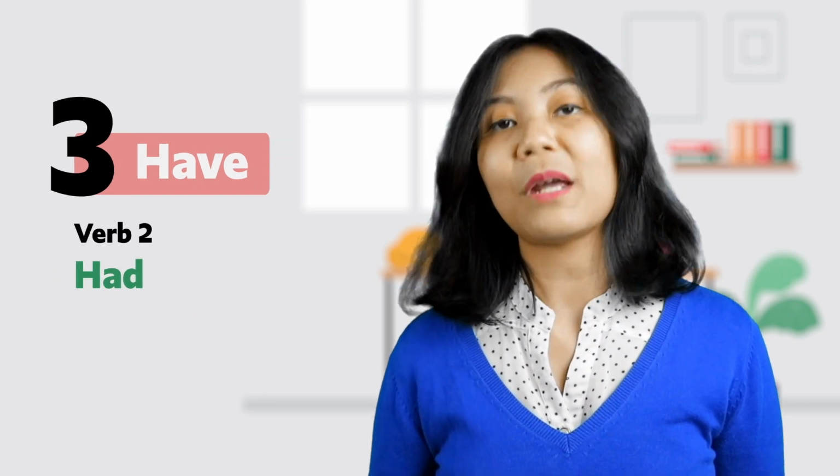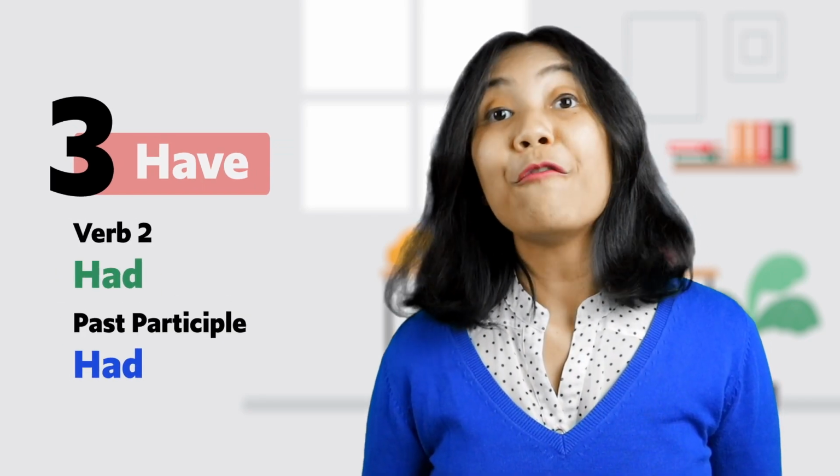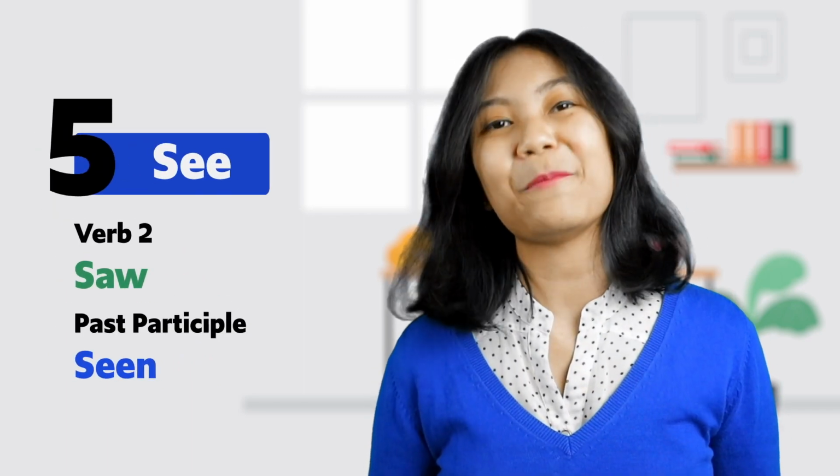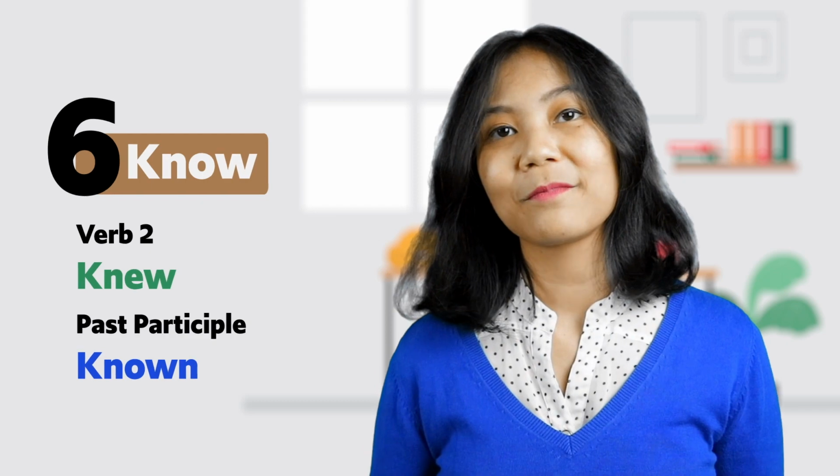3. Have. Verb 2, had, past participle, had. 4. Bring. Verb 2, brought, past participle, brought. 5. See. Verb 2, saw, past participle, seen. 6. Know. Verb 2, knew, past participle, known.